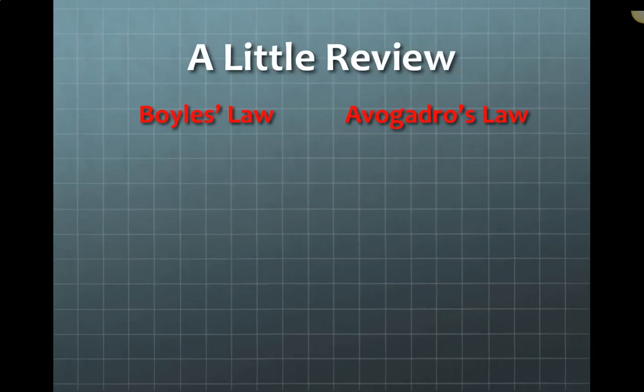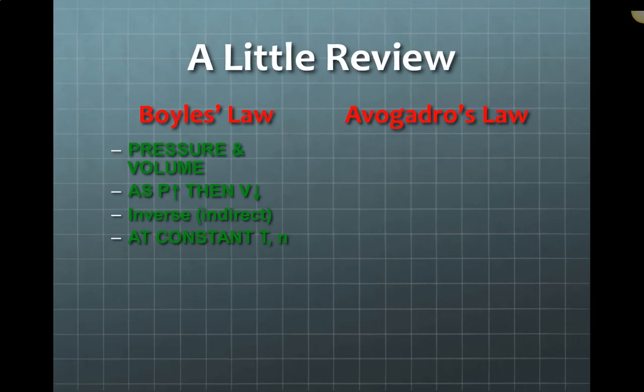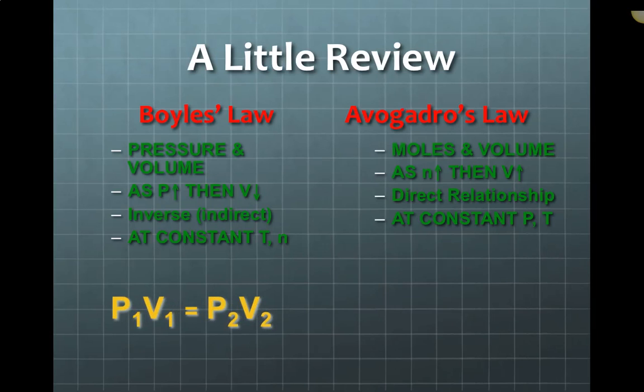So far we have actually looked at four separate gas laws. The first two deal with volume. Boyle's law deals with pressure and volume, an inverse relationship. As you increase the pressure, you're going to decrease the volume. Avogadro's deals with moles and volume. This is a direct relationship. As you increase the moles, you increase the volume. This gives us two different formulas: P1V1 equals P2V2 and N1V2 equals N2V1.